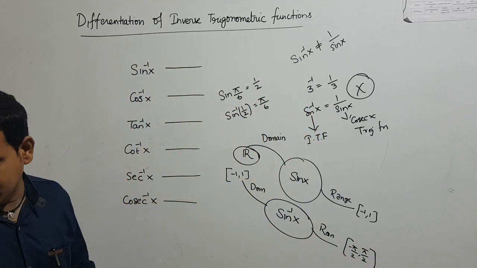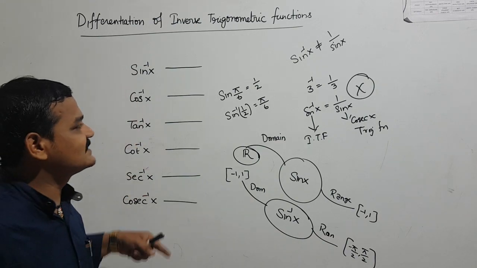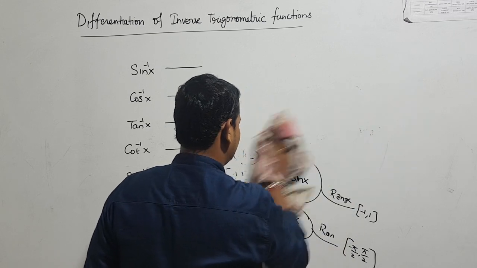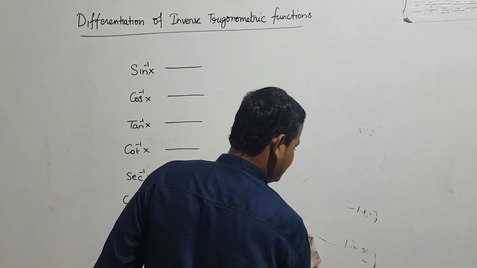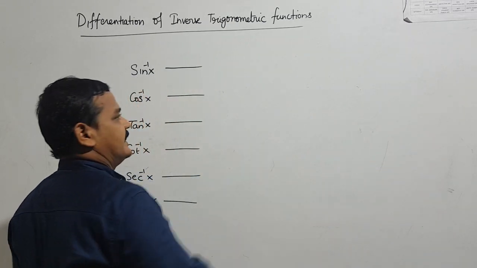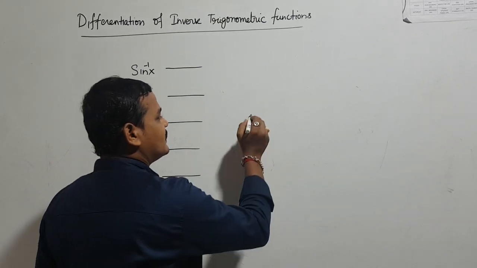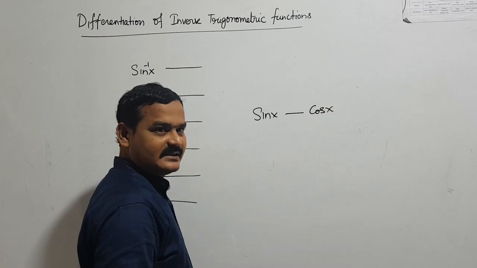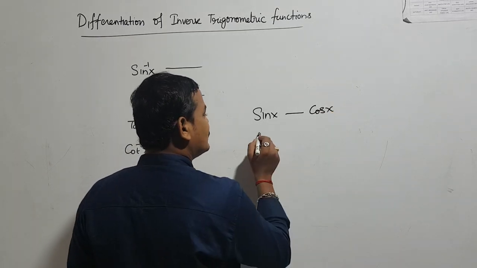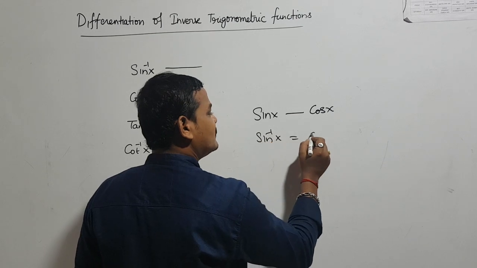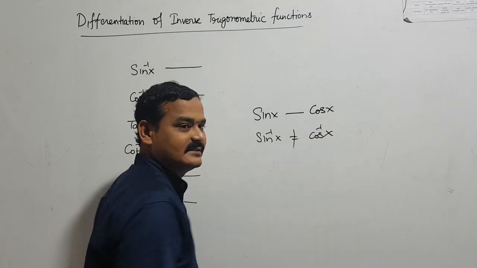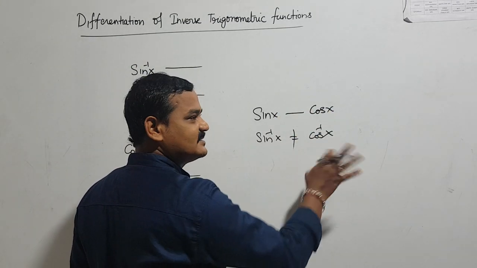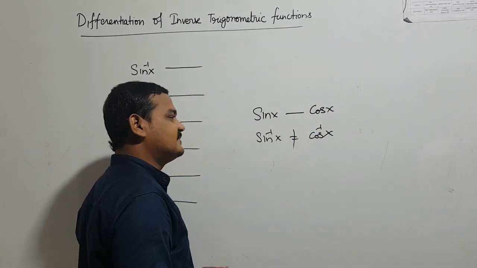This is the difference. Now we are going to discuss the differentiation of these functions. Again, in the previous class you learned the derivative of sin x. The derivative of sin x is cos x. So the derivative of sin inverse of x is cos inverse x? It is wrong. Since the derivative of sin x is cos x, the derivative of sin inverse x is never equal to cos inverse x. These are different derivatives.